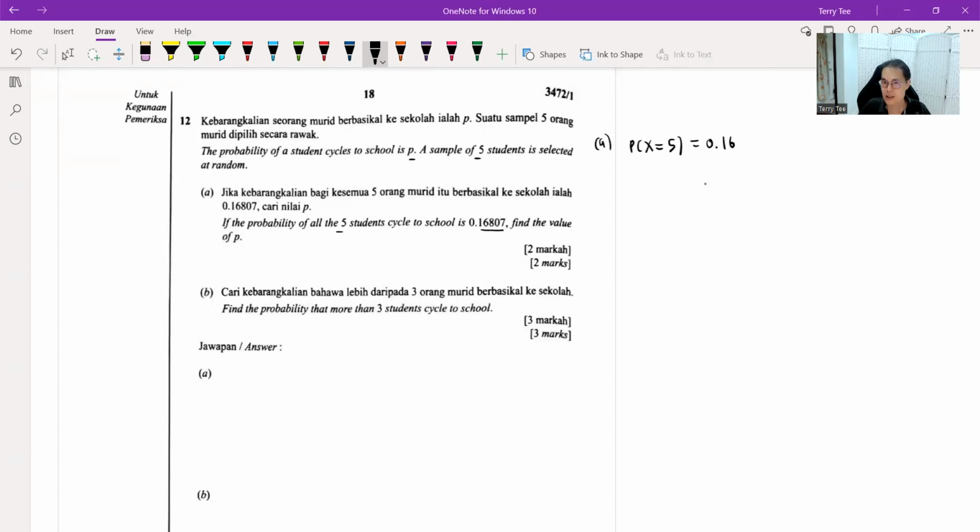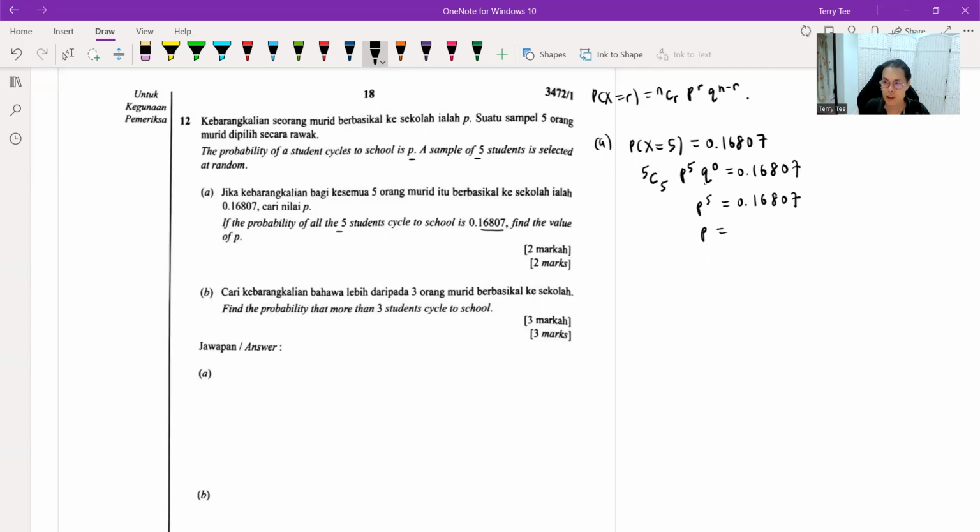This is 0.16807. So what I need to do is use the formula. Remember, the binomial distribution formula is given by nCr, p power r, q power n minus r. This formula is given in the exam. My n is 5, all 5 of them cycle to school. My p is unknown, power 5. My q is also unknown, with power 5 minus 5, which gives 0. 5C5 is 1, q power 0 is 1, so you're left with p power 5 equals 0.16807.